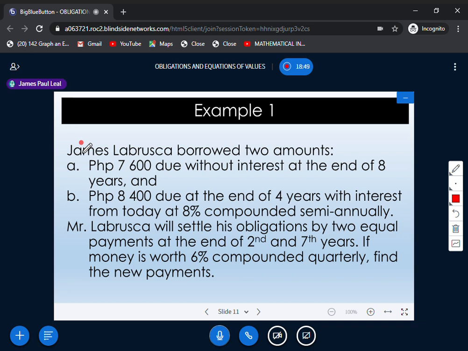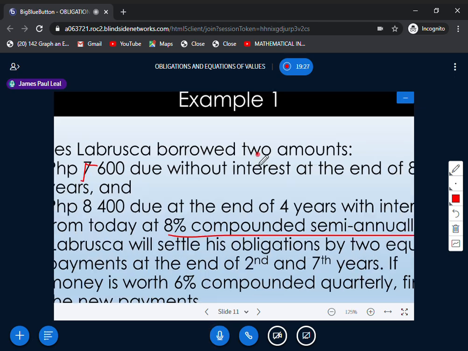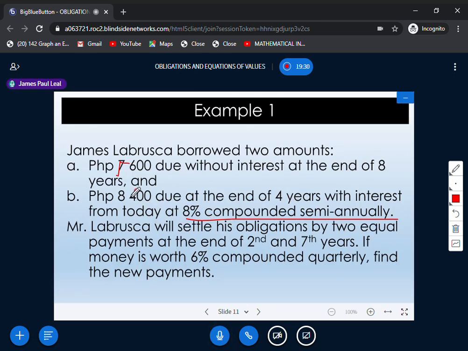Let me read this one to you. James Labrusca borrowed two amounts, and these are the amounts that he borrowed. A is 7,600 due without interest at the end of 8 years. So we are pertaining to this principal amount, which has no interest at the end of 8 years. While for B, we have 8,400 due at the end of 4 years, with interest from today at 8% compounded quarterly. All right, so as you can see here, we have two conditions.